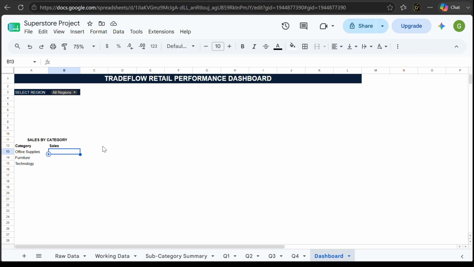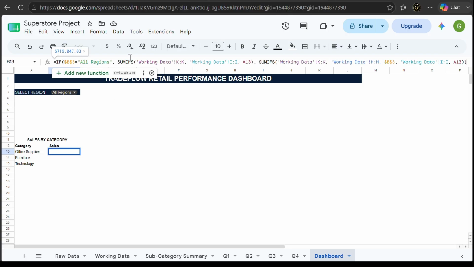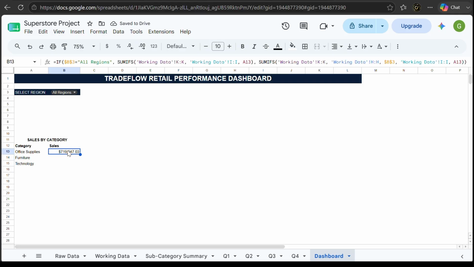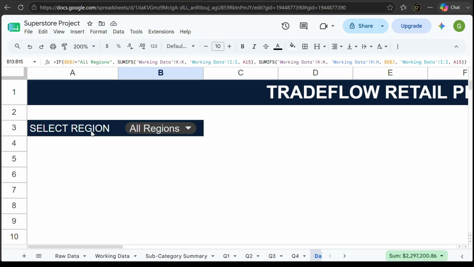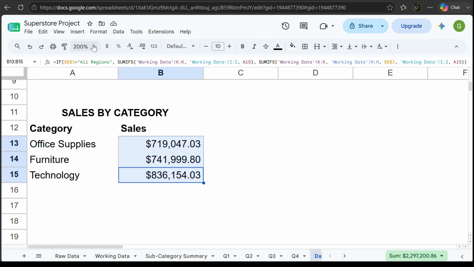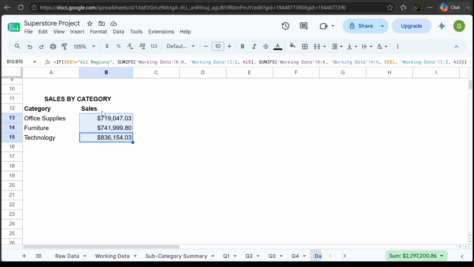So I'm just going to paste this here, Control V, and then I'm going to press enter. So you can see for each of the categories, you can see there. Okay, let me zoom in a little so you can see my screen. Oh, nope. I think this is too much. I think I'll keep it at 125.